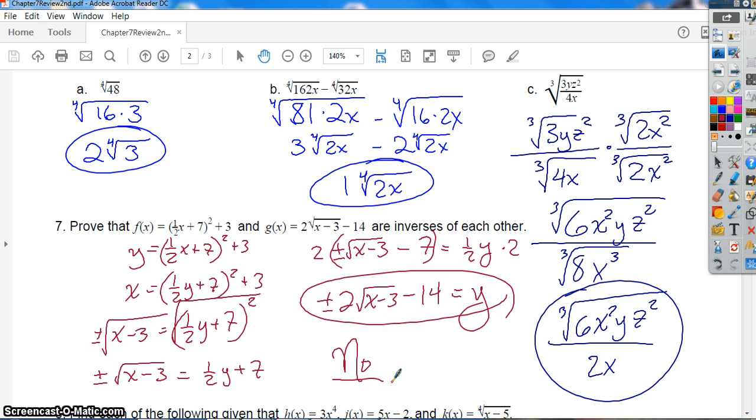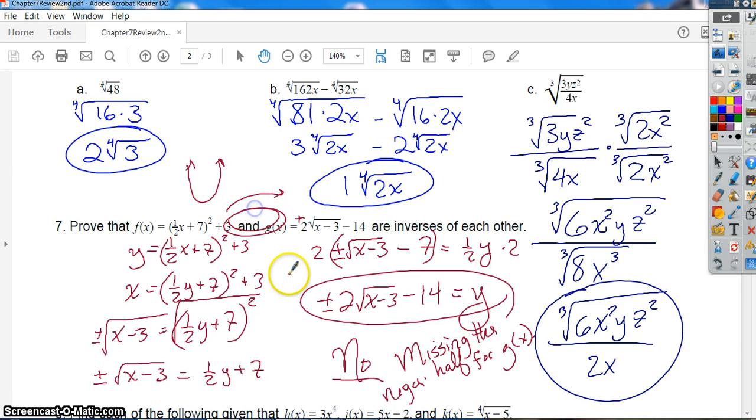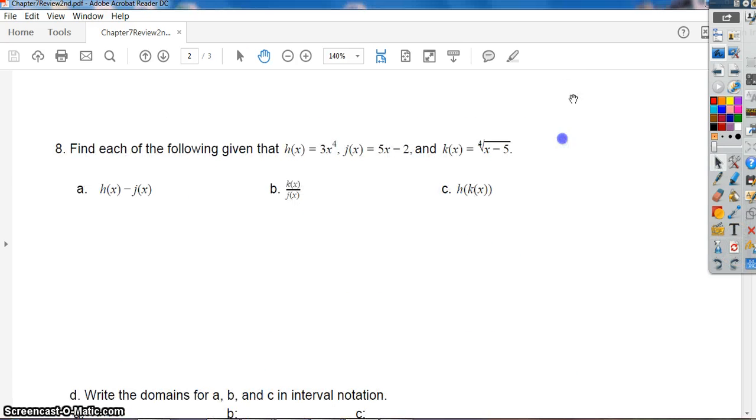Check that. Are they inverses of one another? No, they are not, because this would be a full parabola that I got here, and this is only a positive parabola. So this is missing the negative half for g of x. Think, this guy makes a U. When you graph him, he'll only look like that. You're missing this other half when you reflect it about the line y equals x. So be careful with that. They are not inverses.